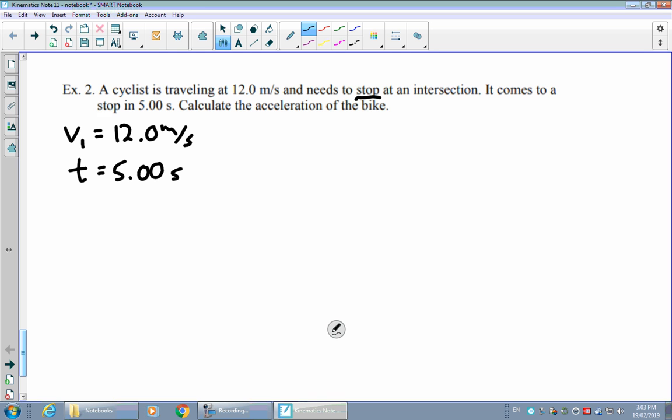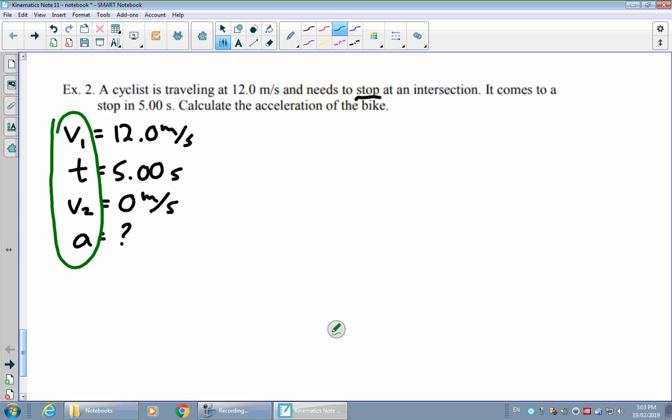And so if something comes to a stop, that's a velocity of 0. So the v2, the final velocity, must be 0 meters per second, because that's what it means to come to a stop. So those are the three that we know. And then there must be some fourth that we're trying to find, which, as the question specifically states, must be acceleration. So now we have a different collection of 4 variables. We have v1, v2, time, and acceleration.